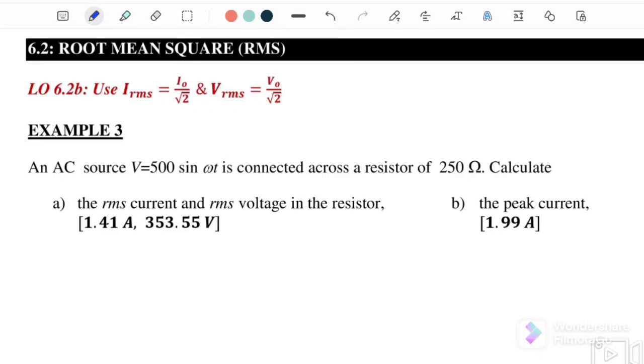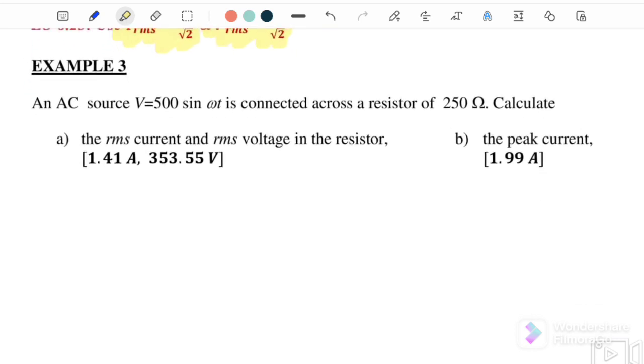Today we will continue on chapter 6, alternating current. In this video, we are going to discuss 6.2, root mean squared, RMS. Before we start, let us have a look first at what equations we will use for this subtopic. We will use I RMS is equal to I naught over root 2 and V RMS is equal to V naught over root 2.